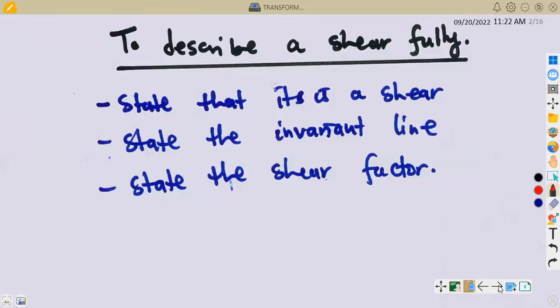Let us see. Now, once you know this, then you're supposed to describe your shear. To describe a shear, you state that it is a shear. You state the invariant line, that is the equation of the invariant line. Mostly it can be the x-axis or the y-axis. So these are the invariant lines that you're going to have, the x-axis and the y-axis. Then also you state the shear factor. I'm going to explain this part also.